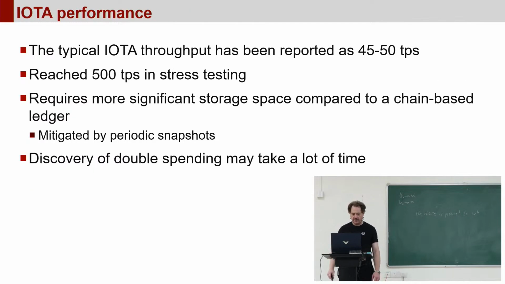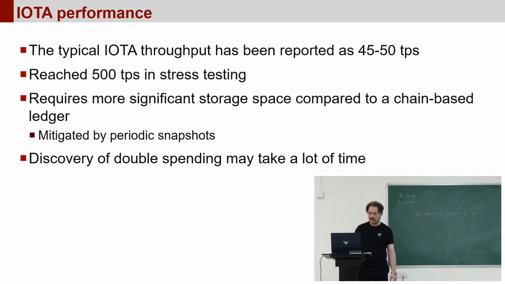Okay, what about the performance of IOTA? The typical IOTA throughput has been reported at around 50 transactions per second. So it's better than Bitcoin, but it's not very impressive compared to, say, Fabric. In stress testing, they report 500 transactions per second, but of course, this is not what people have observed in their actual deployment.